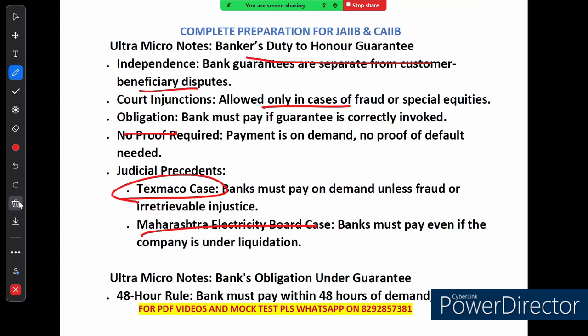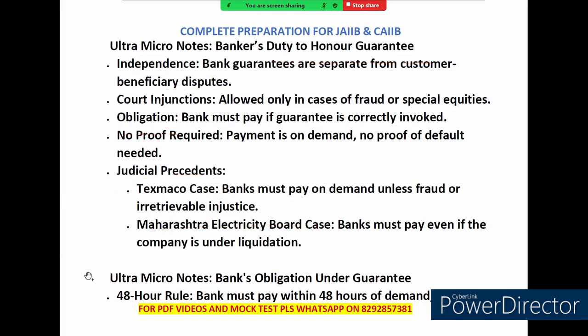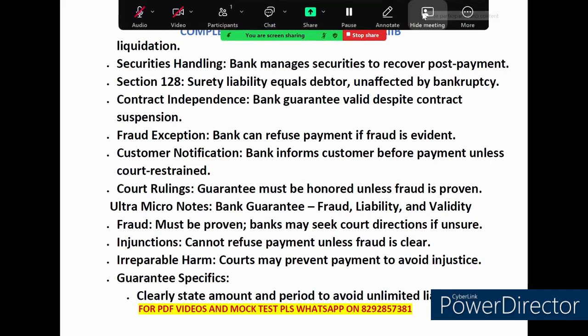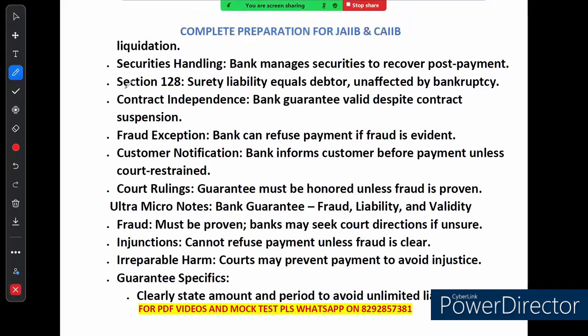Now let's cover the bank's obligation under a guarantee. There is a bank 48-hour rule, which says that the bank must pay within 48 hours of the demand even if it is under liquidation. Next, after paying, the bank handles securities to recover the fund. Under section 128, the bank's liability as surety is equal to that of the debtor and is not affected by bankruptcy. Again I am telling you, this guarantee remains valid even if the contract between the customer and beneficiary is suspended. But there is one exception: if fraud is evident, the bank can refuse to pay. So this is an exception, right? Now before payment, the bank usually informs the customer unless there is a court order stopping them.